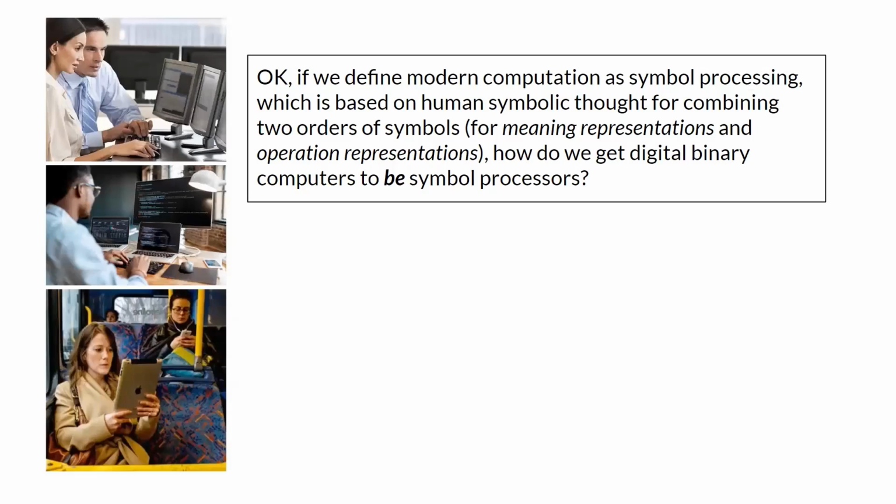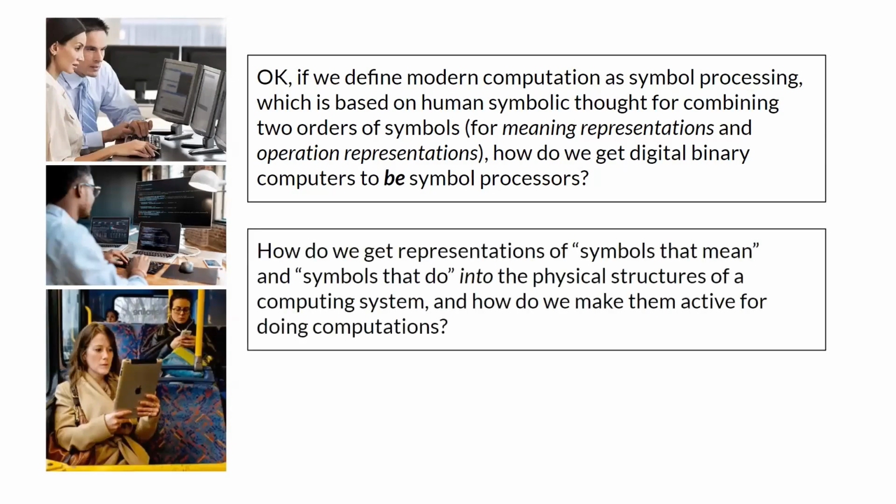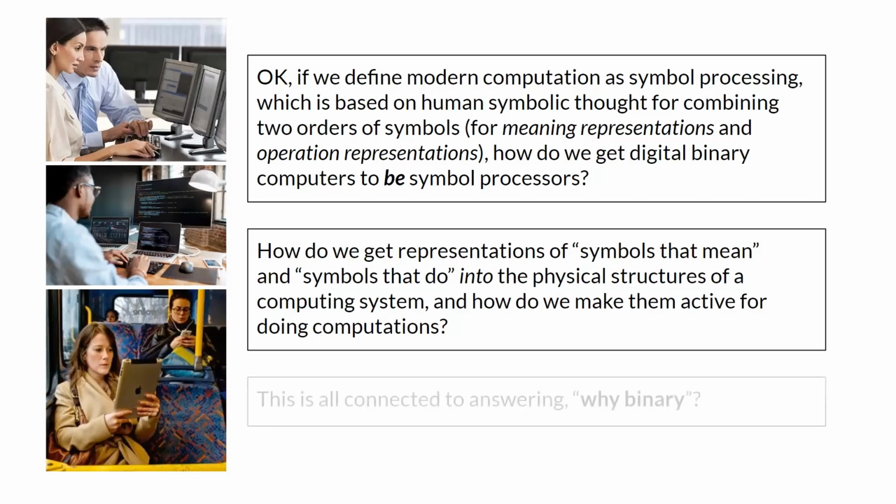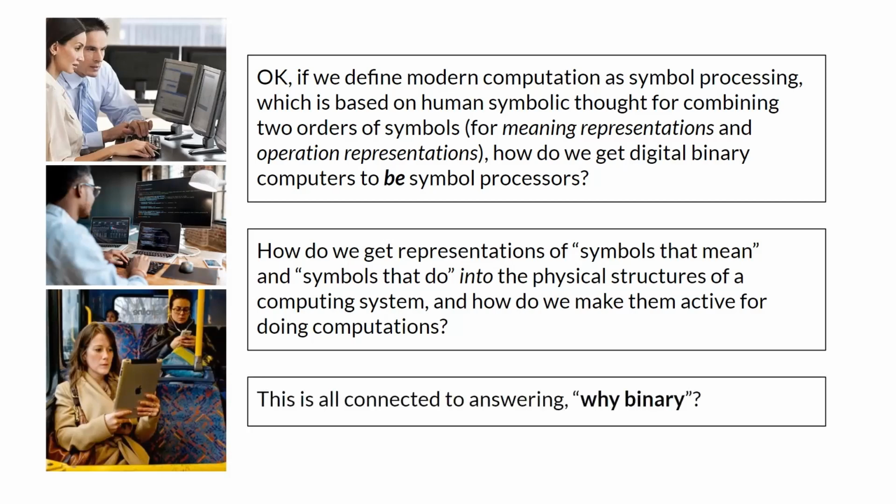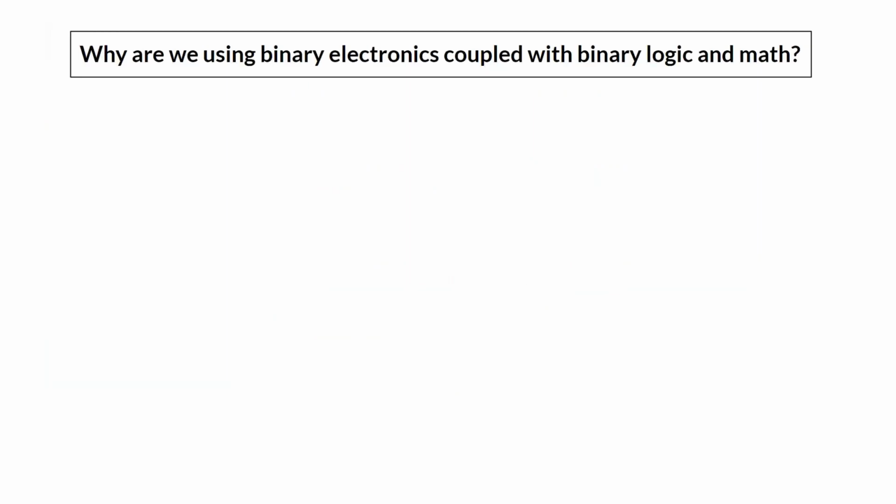Okay, if we define modern computation as symbol processing, which is based on human symbolic thought for combining two orders of symbols, remember the meaning representations and the operation representations, how do we get digital binary computers to be symbol processors? How do we get representations of symbols that mean and symbols that do into the physical structures of a computing system, and how do we make them active for doing computations? Well, this is all connected to answering why binary. Why are we using binary electronics coupled with binary logic and math?